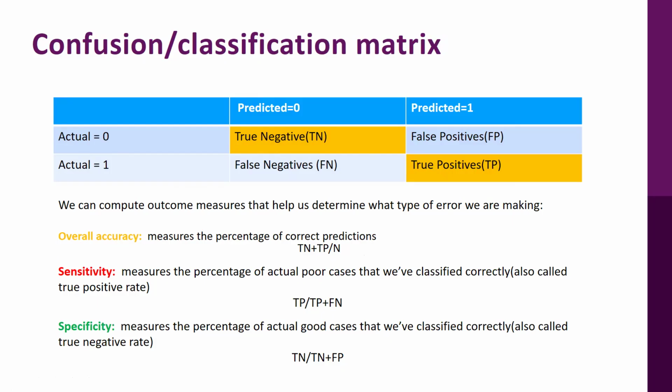Nonetheless, you should always pay attention to the sensitivity of your model. The sensitivity of the model measures the percentage of actual poor cases or ill cases that were classified correctly, also called the true positives. This shows you how sensitive your model was. You have another metric that shows you the percentage of actual good cases or healthy cases that were classified correctly. That would be the true negative rate.